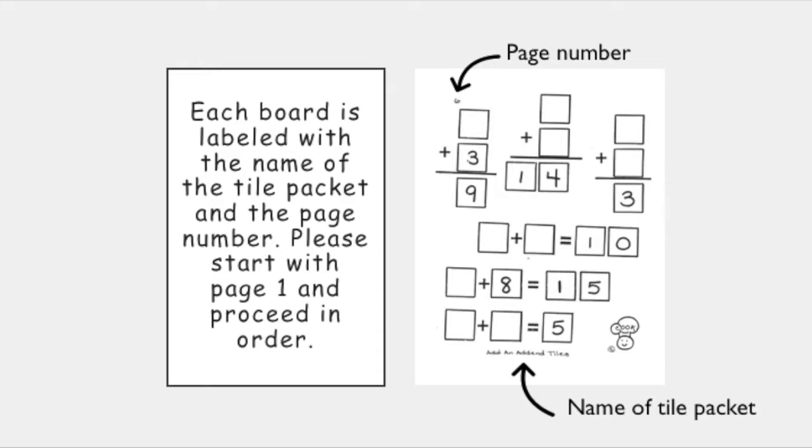There are 20 boards per packet, so please start with page 1 and then proceed in order to page 20. The reason being that they get more difficult as you proceed through the packet.